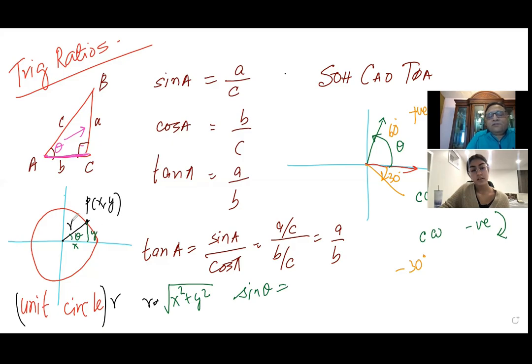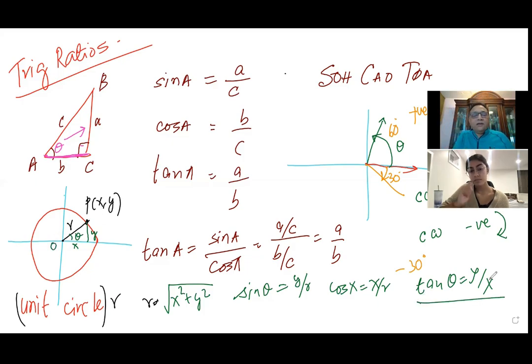Opposite side is y, so it is y over r, correct? And cos theta is equal to x over r, and tan theta is equal to the ratio of y and x, correct? Like the slope of this line. You see, the slope of OP is tan theta. And if you see, O is the origin. So the coordinate points, the ratio y over x, gives you the slope of the line OP. Can you correlate? So this is the slope or the gradient.